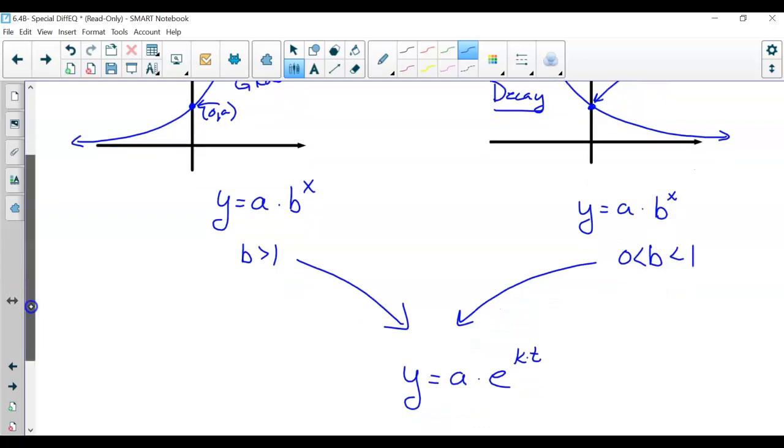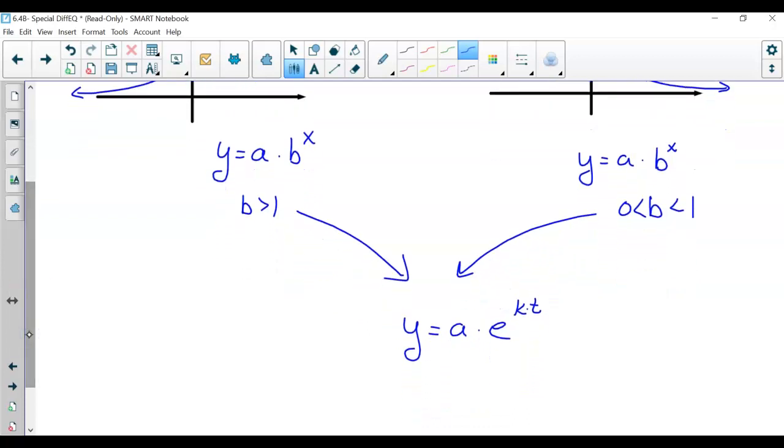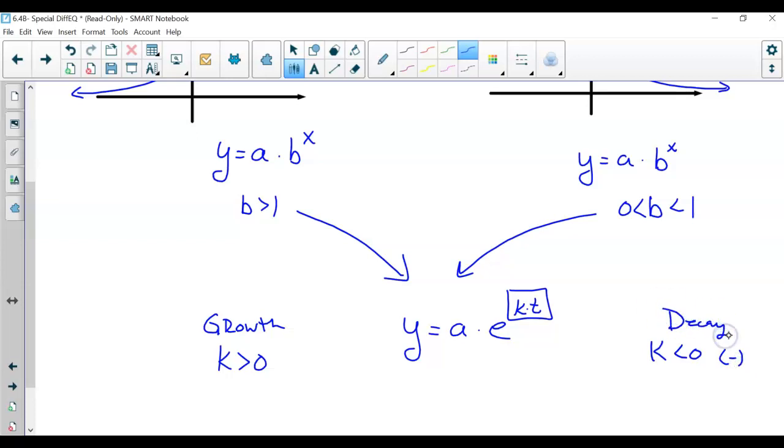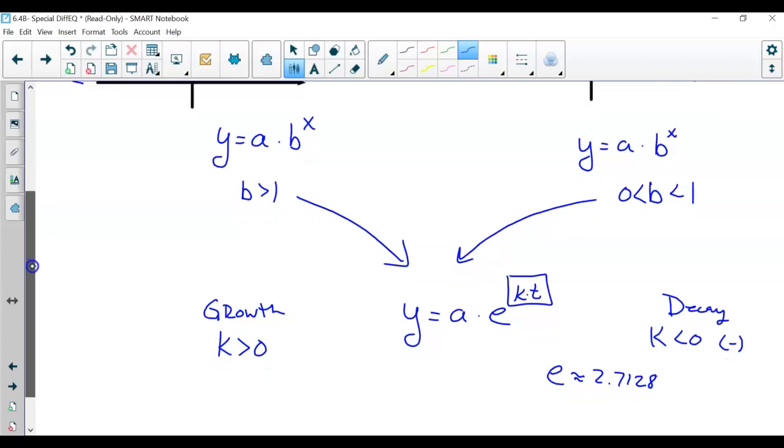Well, we changed the base on it, but basically, if k was greater than 0, that gave me a positive exponent, and that was growth. And if k was less than 0, that meant I had a negative exponent, then it was decay. And we could control growth and decay all on our base e. And remember, e is approximately equal to 2.7128-ish. I'm just going to call it an ish. And bottom line, that a was still our initial value.